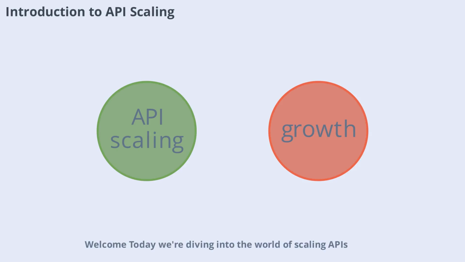Welcome. Today we're diving into the world of scaling APIs. As digital products grow, their APIs must handle more requests, users, and data. But what does scaling really mean in this context? It's about ensuring your API remains fast, reliable, and available even as demand increases.